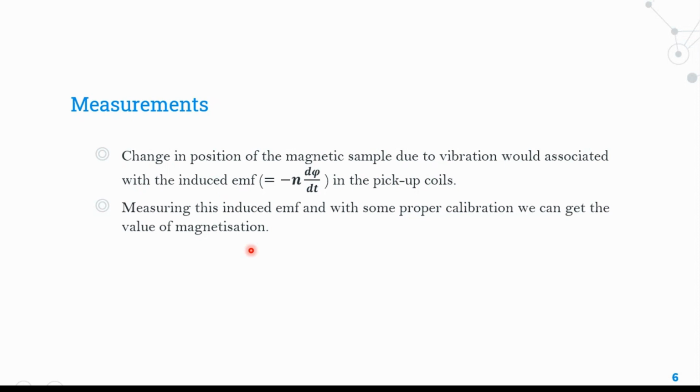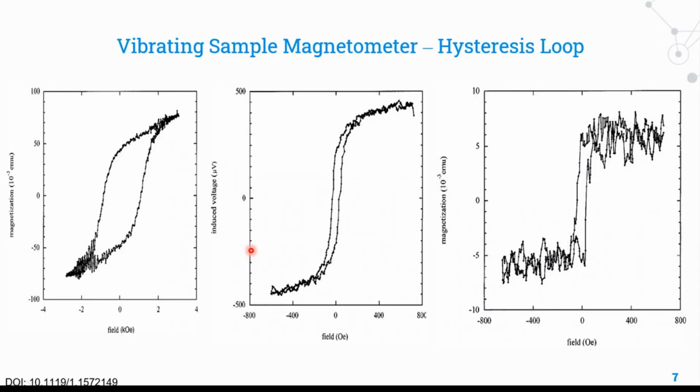So how do we measure the magnetization? As I said, the magnetic sample vibrates along the z-axis, and it will induce some EMF in the pickup coils, which is related to the change in magnetic flux. If we measure this EMF using proper calibration and quantitative analysis, we will get the value of magnetization. I am not going into the details of what quantitative analysis is done, but we get information about the magnetization.